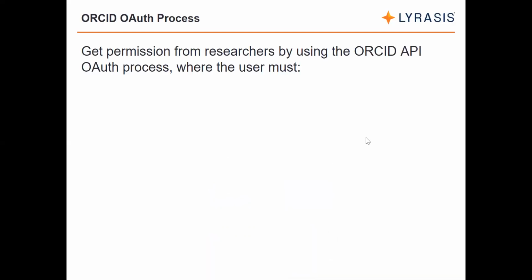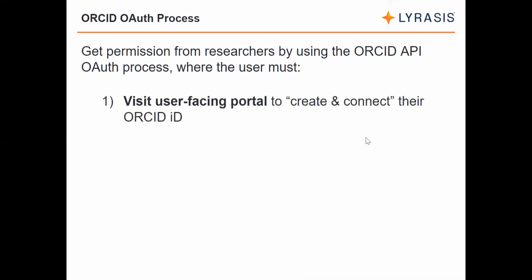With ORCID specifically, the OAuth process consists of 4 steps for typical system integrations. First, the user will need to go to a web portal that you have set up at your institution where they can access the ORCID OAuth process for your integration. We typically call this the ORCID Create and Connect or the ORCID portal.